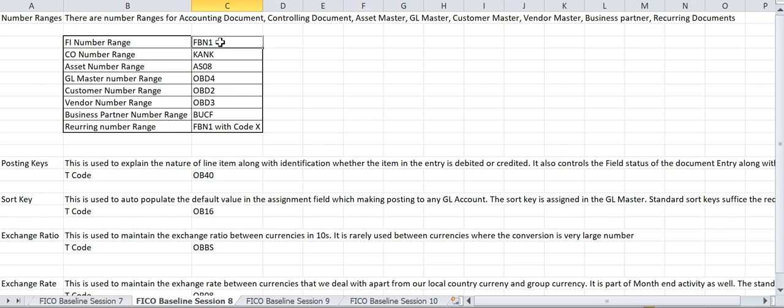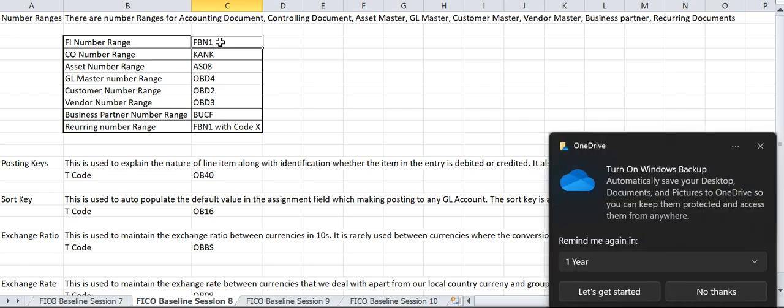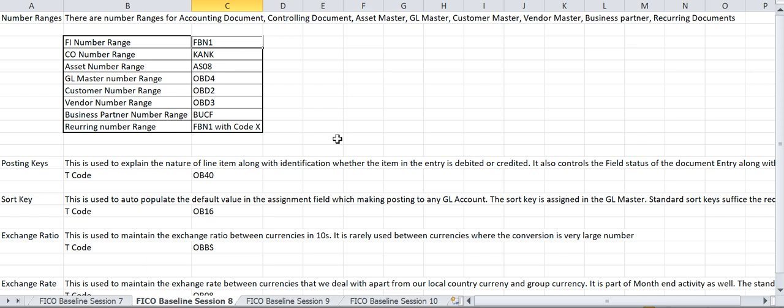Next is the recurring number range. The recurring number range is the number range that is used to post entries of a recurring nature. Recurring nature of entries means the entry that has to be posted in a specified duration of period, let's say every month or every quarter or every week and so on.